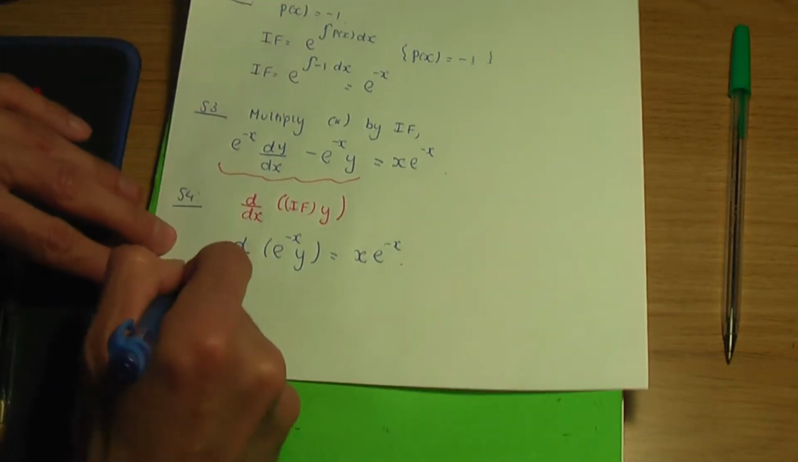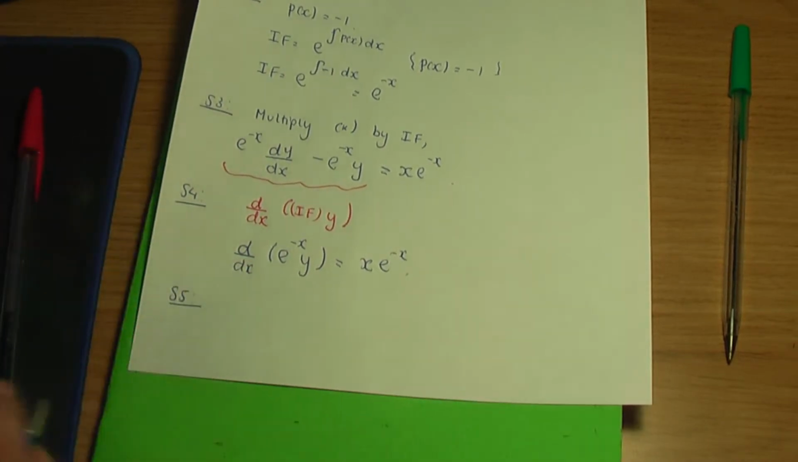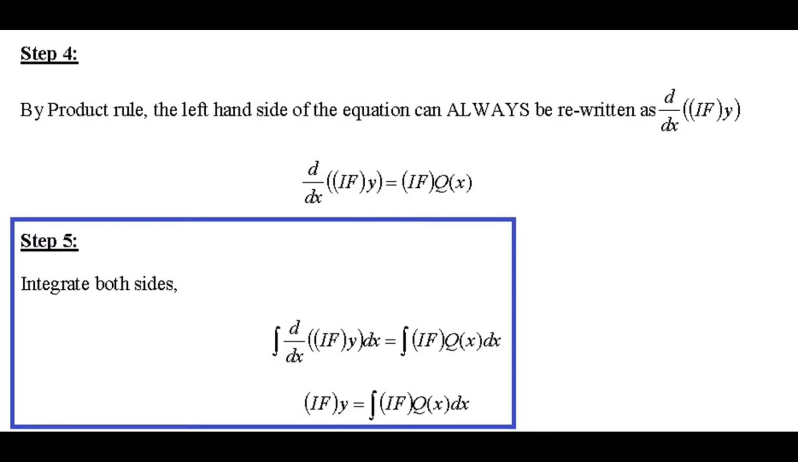So let's see what step number 5 is about. Back to the screenshot. In step number 5, the last step, integrate both sides. That means that we need to integrate the left-hand side as well as the right-hand side. Back to the paper and pen.